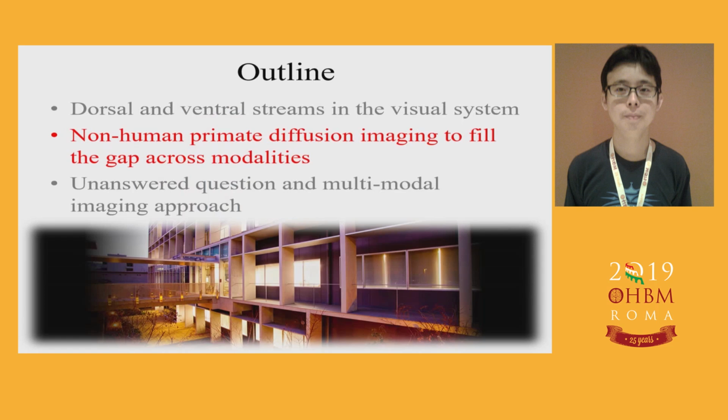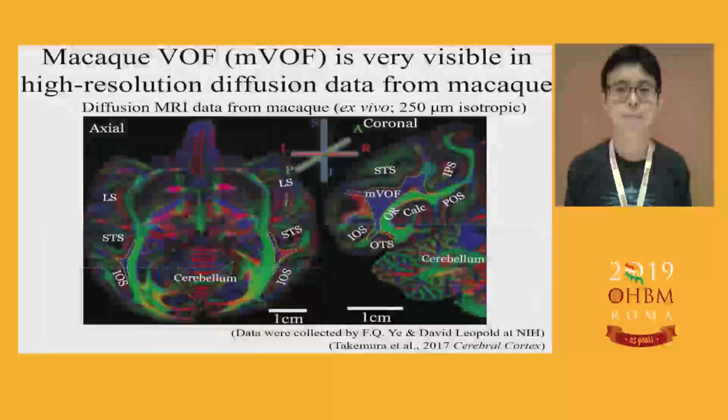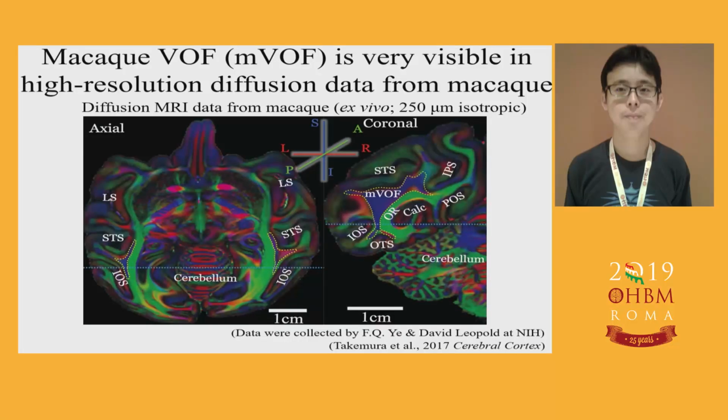This approach enables us to understand the organization and test hypotheses of the macaque visual system in the same data format as we see in humans. This is high-resolution macaque diffusion data from an ex vivo brain, collected by my collaborators Frank Ye and David Leopold at NIH.